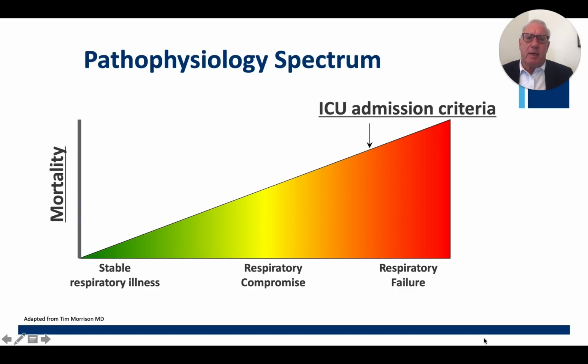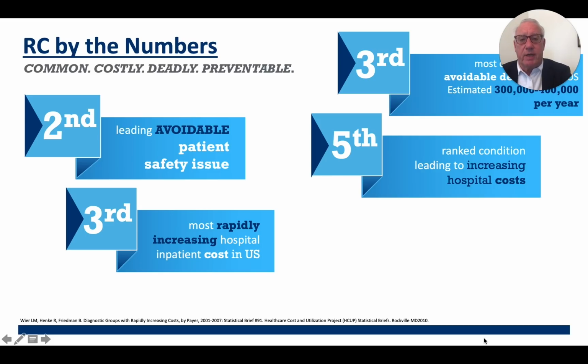If we think about it on a spectrum of pathophysiology, with mortality going up and severity of illness going across, most of us exist in a very stable respiratory status. No problem at all. Now, whether we get the flu or pneumonia or COVID or just a bad asthma attack, you can see as severity of respiratory illness increases all the way to respiratory failure, mortality progressively increases, and with the color change, at some point you're admitted to an ICU. Respiratory compromise sits in that time frame where we have most efficacy to intervene and prevent.